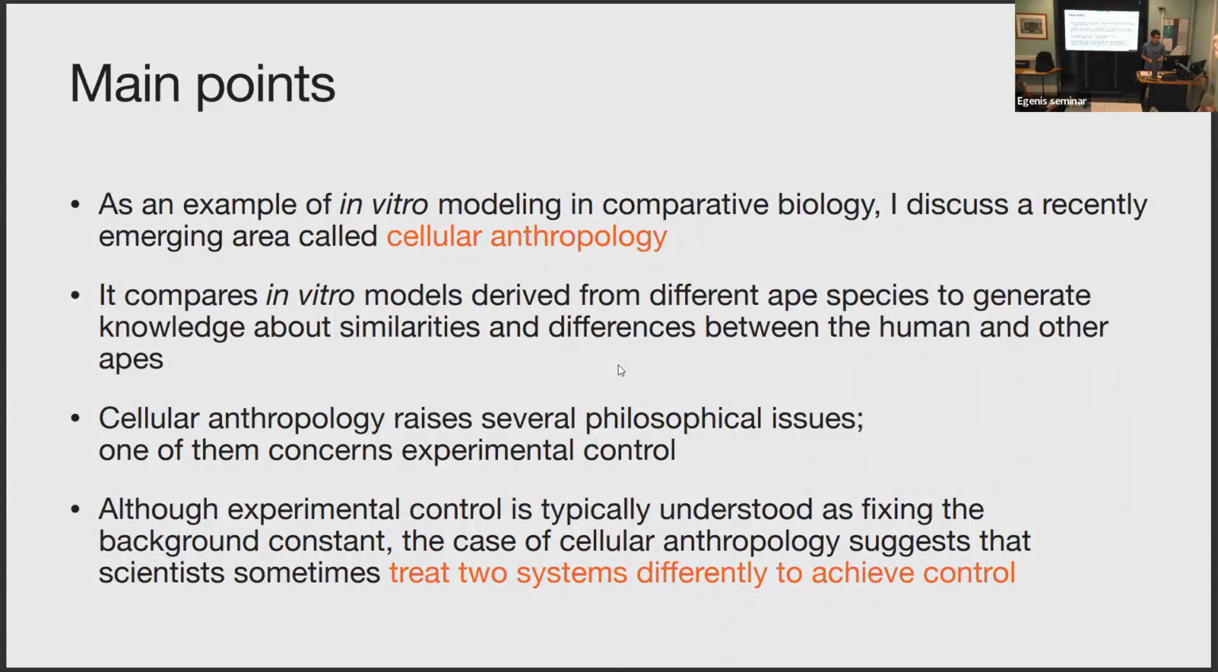And cellular anthropology raises several interesting, I think, philosophical issues. I'll briefly mention a few of them, but one of them concerns experimental control. So the latter half of this presentation will focus on this specific issue, experimental control. There, I will argue that although experimental control is typically understood as fixing the background constant, the case of cellular anthropology suggests that scientists sometimes treat two systems differently to achieve experimental control. If this were a regular conference presentation, this last point would be the thesis.